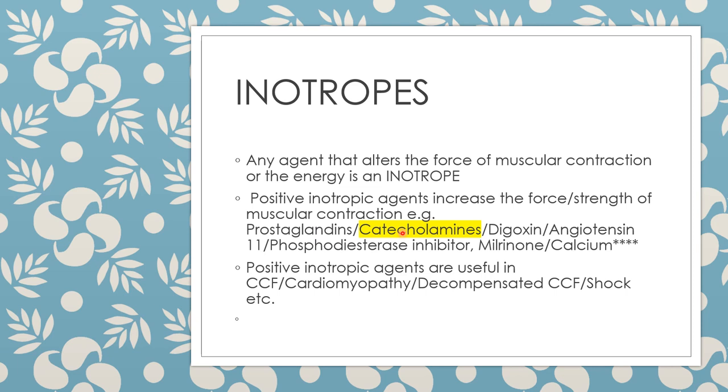Let me pause a little bit here when it comes to catecholamines. The list of catecholamines will include dopamine, dobutamine, adrenaline. Adrenaline is adrenaline in Europe, but the name is epinephrine in North America. Also, isoproterenol and dopamine. Also included as examples of positive inotropic agents will include digoxin. We'll talk more about digoxin in a bit. Angiotensin 2, phosphodiesterase inhibitors like milrinone, and calcium.